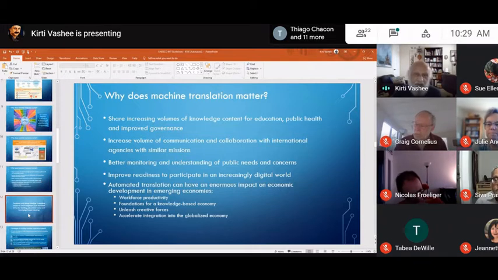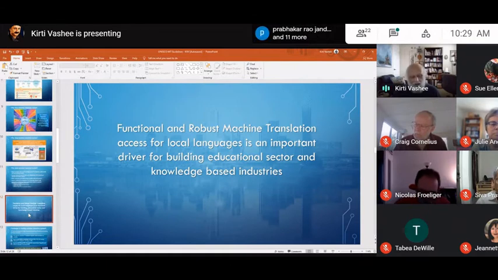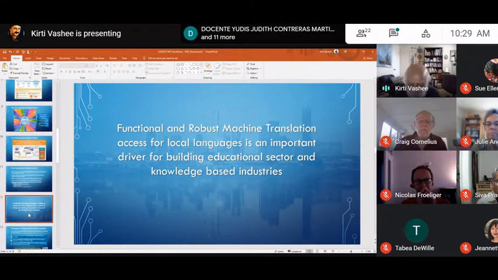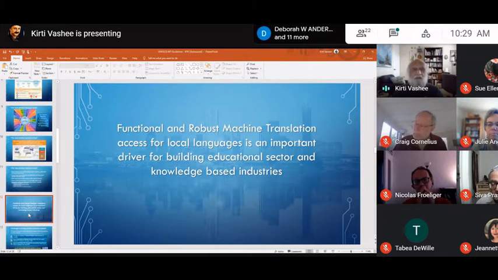And so, for many of us who've been involved with this technology, we see that, while there's a very clear business focus, and for companies like Google and Microsoft, machine translation probably generates hundreds of millions of dollars of ad revenue, the technology enables more people to participate in the digital world. And this is an important thing, and especially is an important driver for building educational and knowledge-based industries.